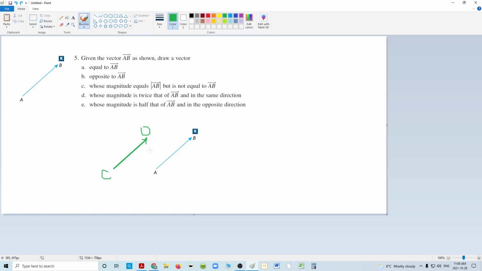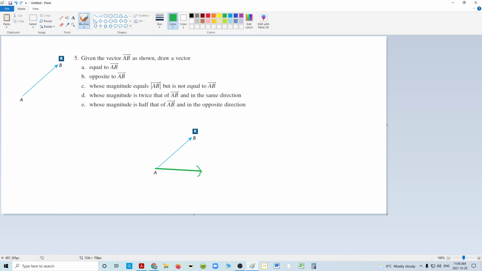Opposite. Okay, I'm going to just change the arrow on it to the other end. So exactly parallel, exact same magnitude, opposite directions. Whose magnitude is equal to AB but not equal. Okay, so the secret there is you take a line like this. Now I know it has the same magnitude, but I'm just going to lower it like that. There. They have the same magnitude but different directions.